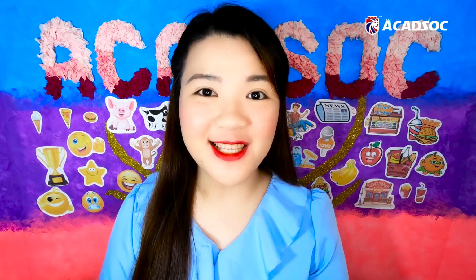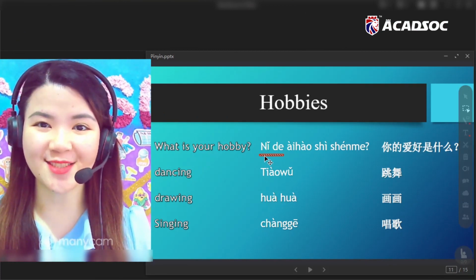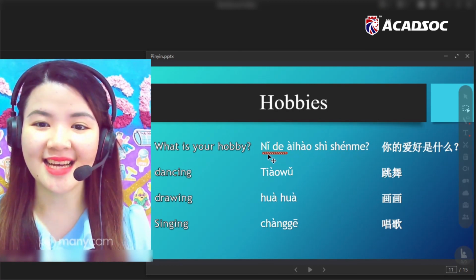As tutors, we know how important it is to learn the hobbies of our students. This will help us get to know them, and we can also incorporate their hobbies in the lesson to make the class fun and interactive. So let's learn these common hobbies our students like doing. What is your hobby? 你的爱好是什么?